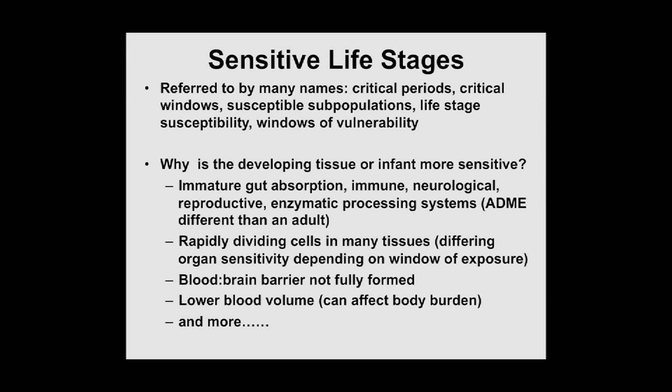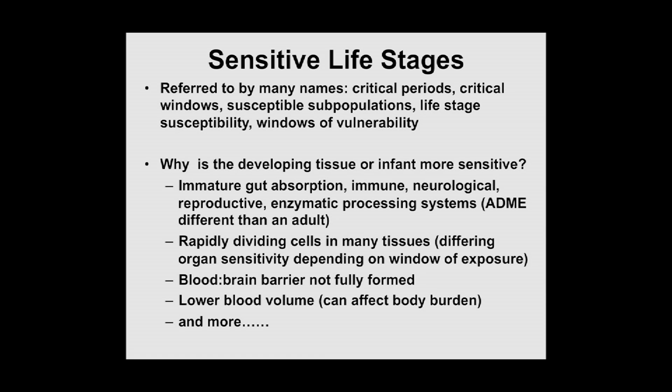What makes them more sensitive is many things. So the developing child has an immature gut system. It doesn't absorb things like you do as an adult. It has an underdeveloped immune system. The neurological system is not fully developed at birth. The reproductive system certainly isn't developed until after puberty. Many of the enzymatic processing systems that we as adults have, infants do not have. So their absorption, distribution, metabolism, and excretion of a chemical insult can't be handled the same way we would handle it. Also, the rapidly dividing cells in many of the tissues in the body cause these windows of susceptibility.